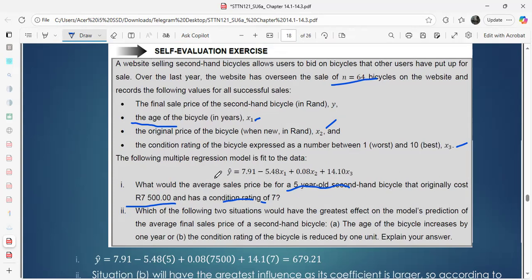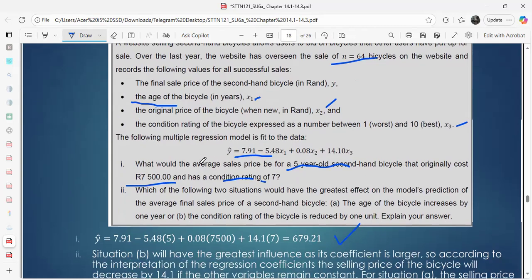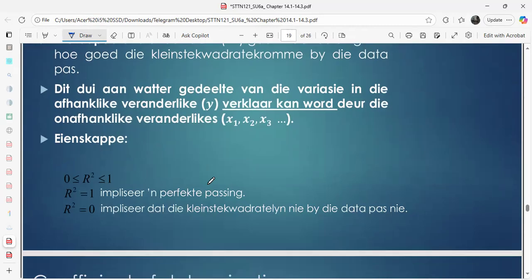So you're just going to use this equation. Where you see X1, you put 5. Where you see X2, you put 7,500. Where you see X3, you put 7. Then you get the average sales price. Then what's the other one?